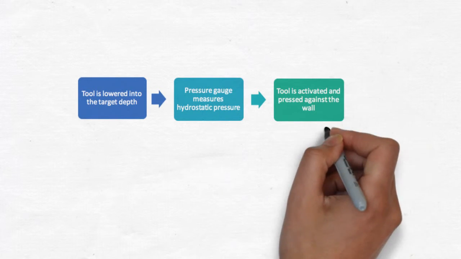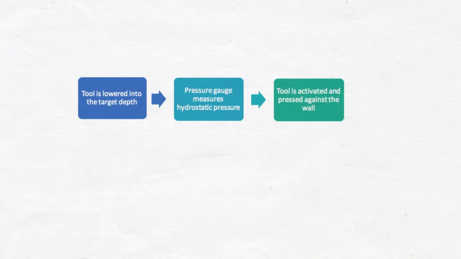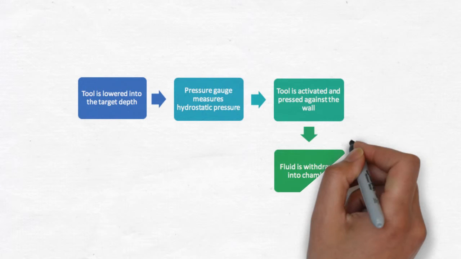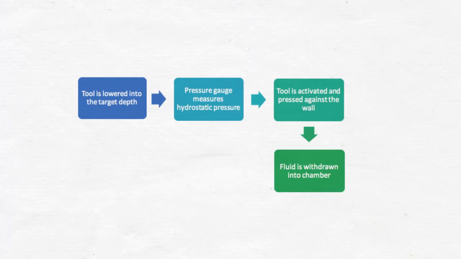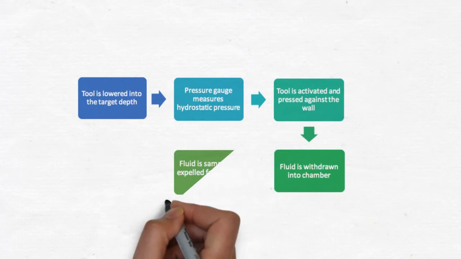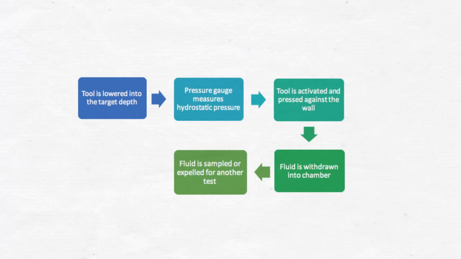When the tester reaches the desired depth, it is set against the wall of the well and formation fluid is withdrawn into pretest chambers for sampling. After that, the excess fluid is expelled and the test is repeated on different depths.